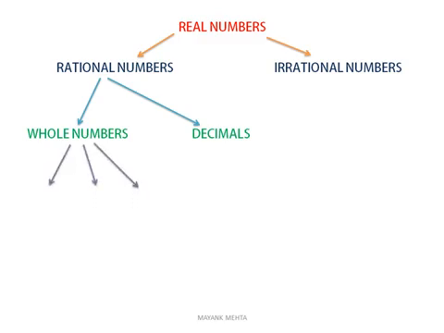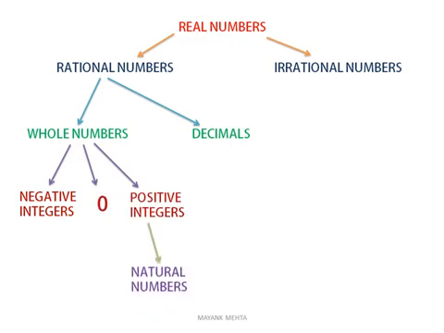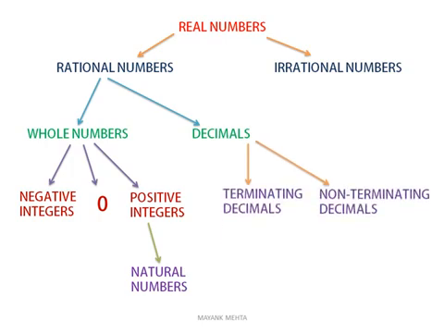Whole numbers are divided into three parts: negative integers, 0, and positive integers. Positive integers, that you know, 1, 2, 3, 4, 5, 6, are also known as natural numbers. While decimals are again divided into two parts, terminating decimals and non-terminating decimals. Terminating means they are going to terminate after some decimal places, while non-terminating decimals will move on and on.